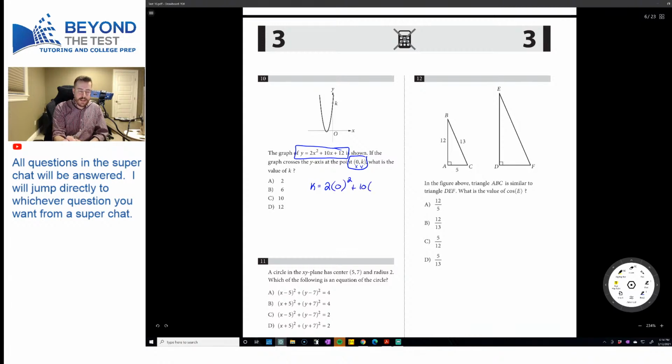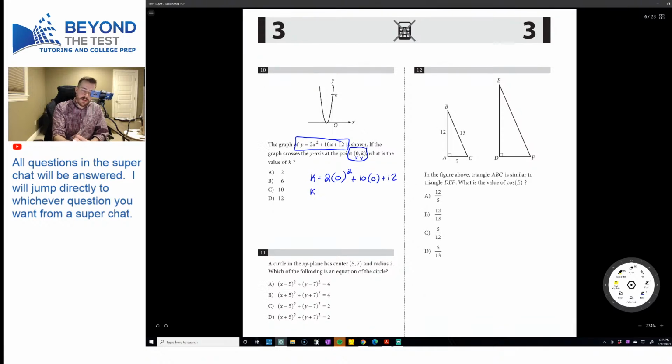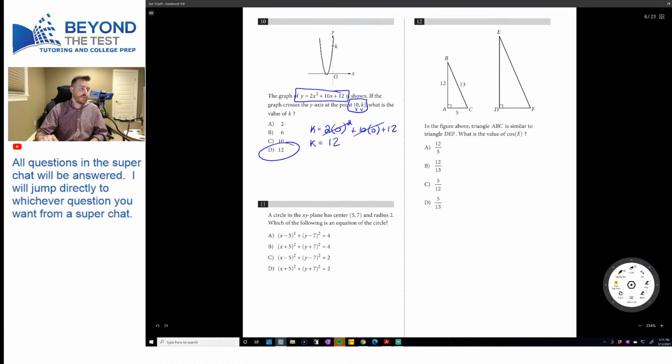So we're going to write that out here, and then we're just going to solve this. 2 times 0 squared is just 0. Anything times 0 is 0. 10 times 0 is 0, so that leaves me just with 12. Choice D here.